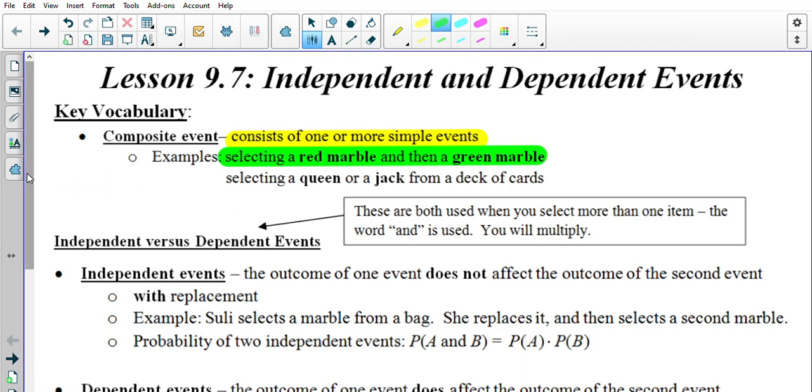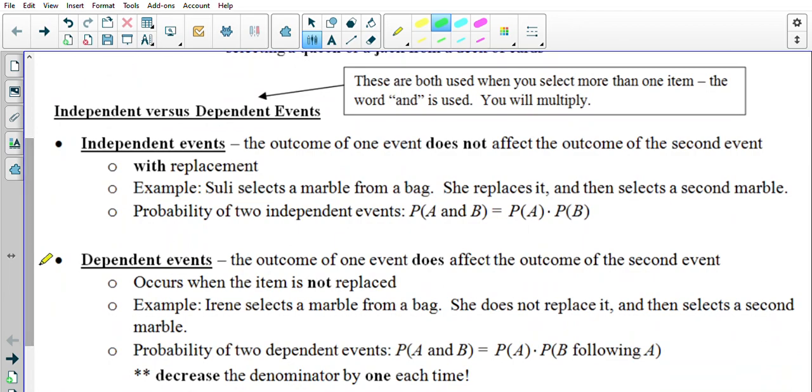I've already discussed a little bit of the differences between independent and dependent events, but a lot of times these are both used when you select more than one item. So you're going to select 2 marbles or 3 marbles or 4 marbles from a jar. The word and is typically going to be used, or it might say then. A lot of times though we'll see and versus or. Or is where you're just selecting one marble or one item. What's the probability that it's this color or this color or that? For and, it means, or then, you'll see that sometimes. We're selecting one and then another.